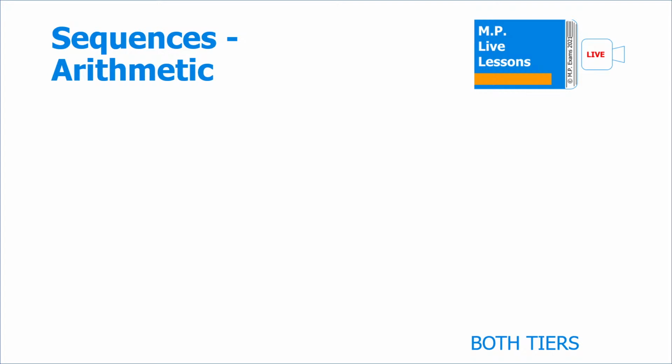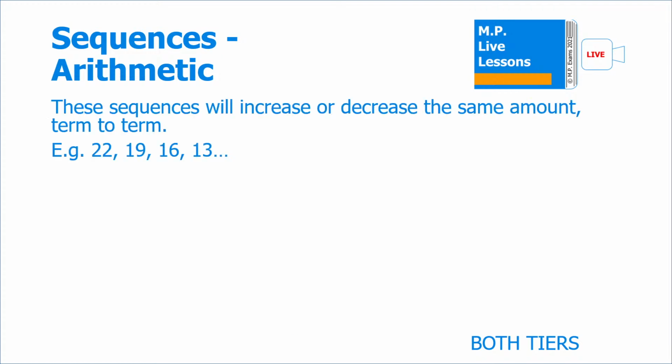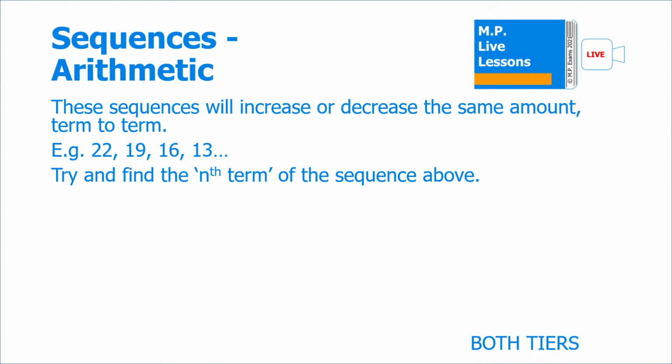Now, next are sequences, which are arithmetic ones for both tiers. So these sequences will increase or decrease the same amount. For example, this one will decrease by 3 all the time, from term to term. So try and find the nth term of the sequence above. So the value it changes by, that's your n. So the nth term starts off at negative 3n.